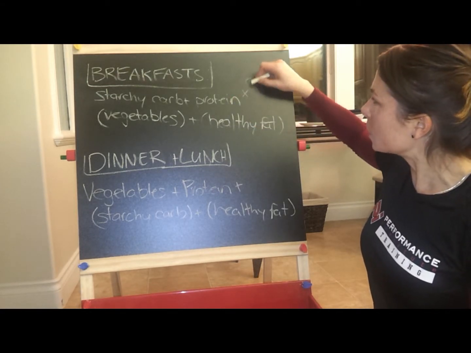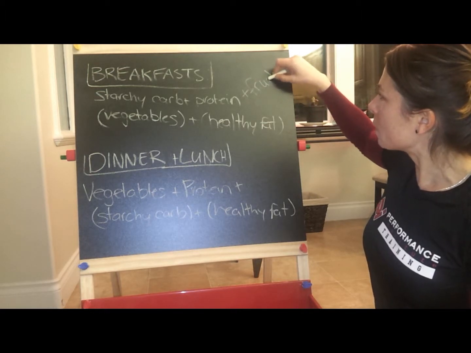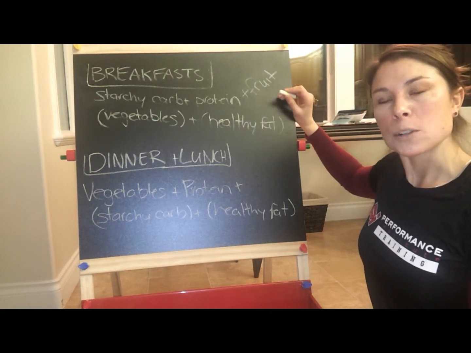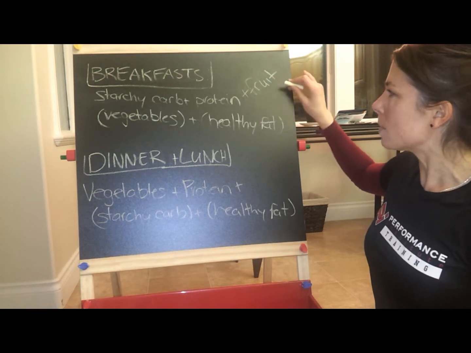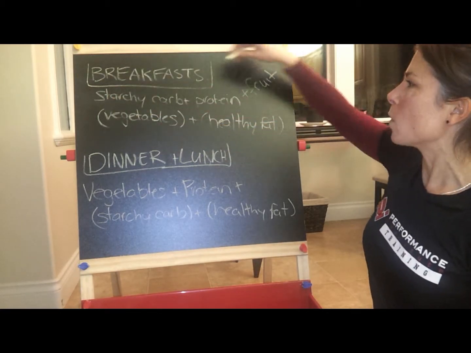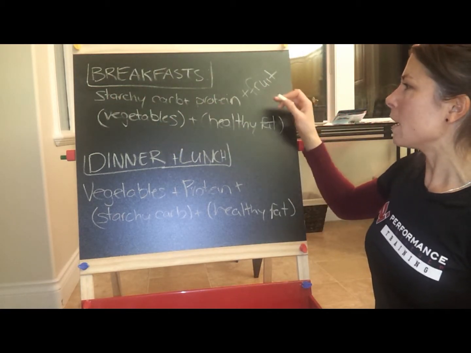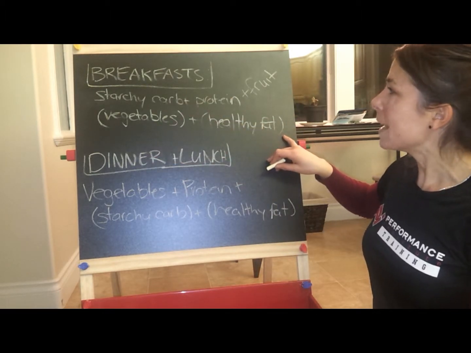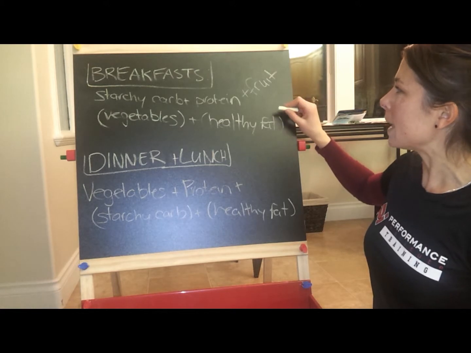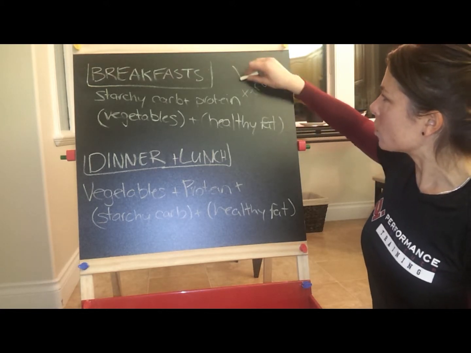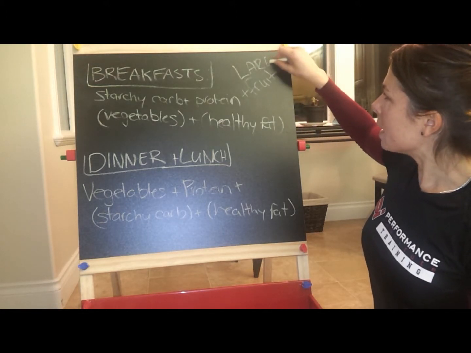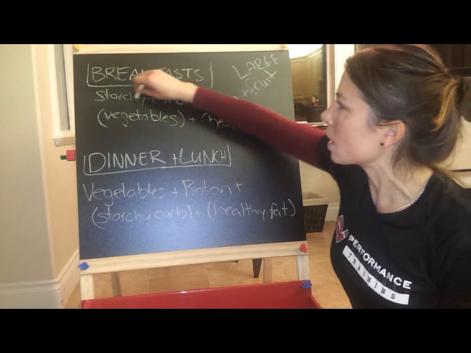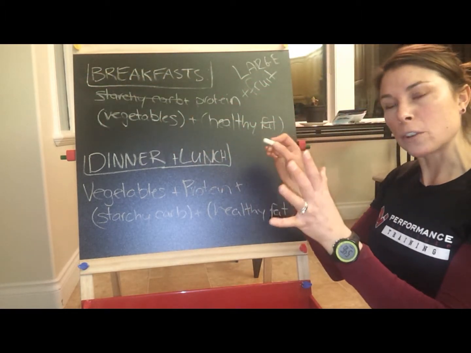There is some room to manipulate this. You may want to add fruit. If you add a small serving of fruit and you're a person who burns a lot of energy, then don't worry about that. That can be your new formula: starchy carb, protein, fruit, optional vegetables, optional healthy fat. Or if you choose, some people like to have a large serving of fruit instead of your starchy carb. So you can choose whichever method you want.